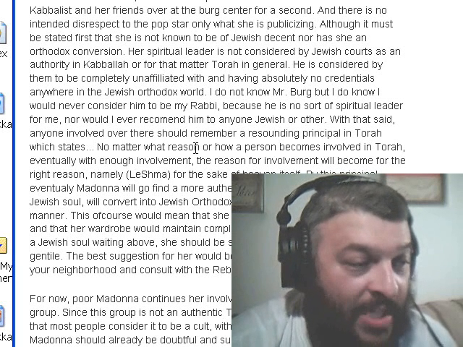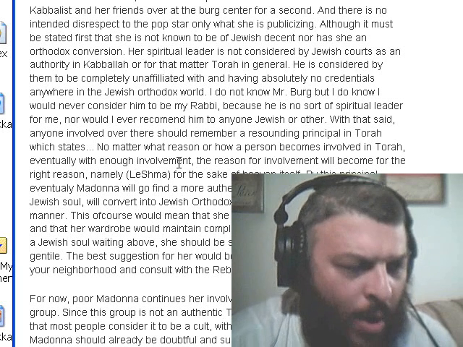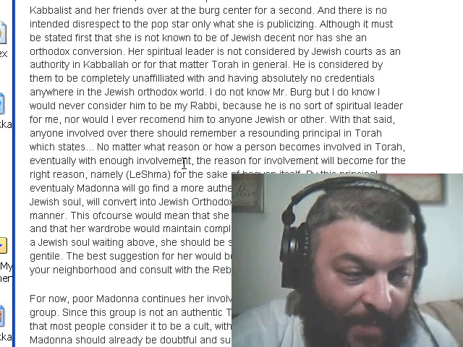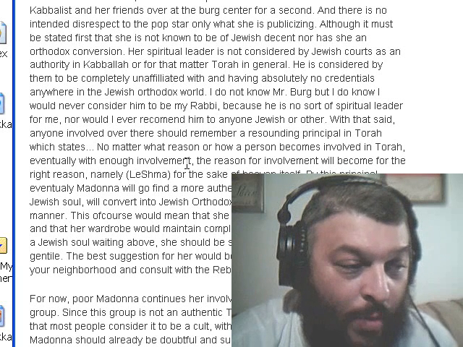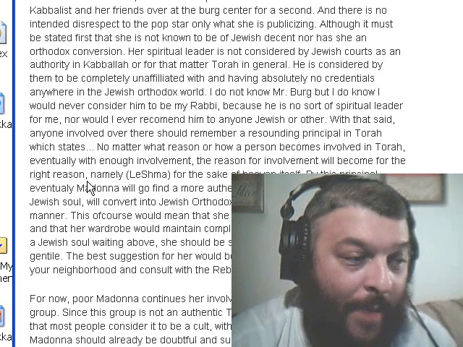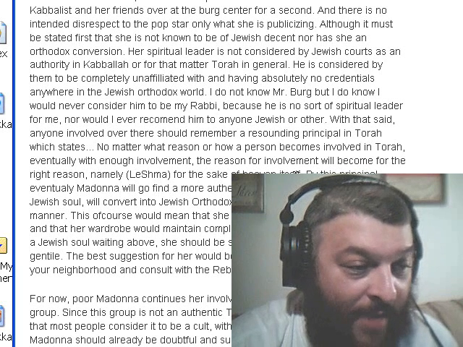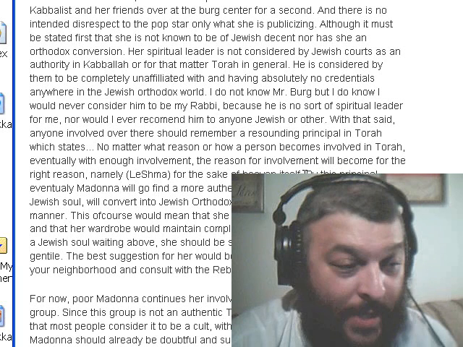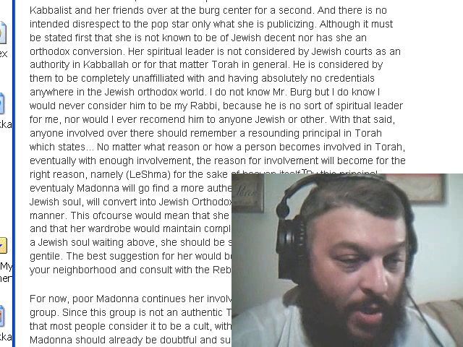in Torah, which states, no matter what reason or how a person becomes involved in Torah, eventually, with enough involvement, the reason for involvement will become for the right reason, namely lishma, for the sake of heaven itself, and they will no longer be learning over there at the center, the Kabbalah Center as it's called.